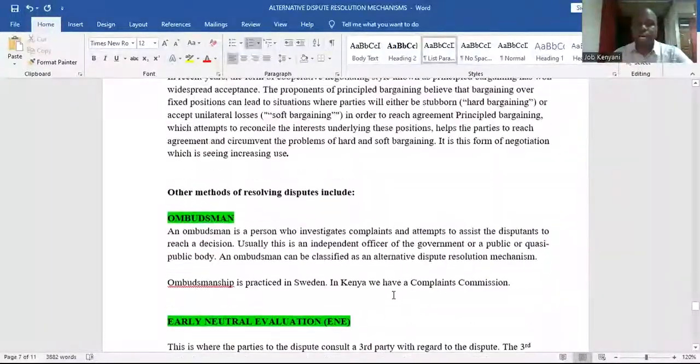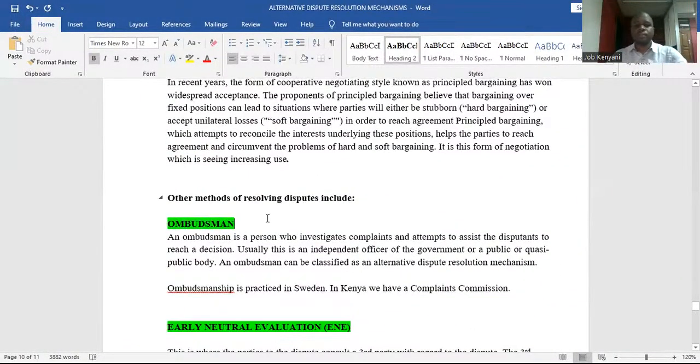For example, an ombudsman. So an ombudsman is a person who investigates complaints and attempts to assist the disputants to reach a decision. Usually, this is an independent officer of the government or a public or quasi-public body. An ombudsman can be classified as an ADR mechanism. So it is simply a person who's actually been appointed to carry out investigations and, of course, assist the persons under the dispute to resolve it.